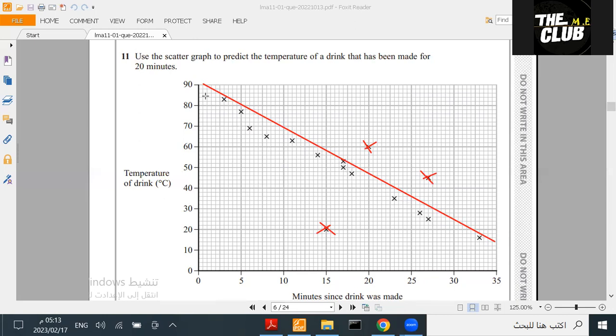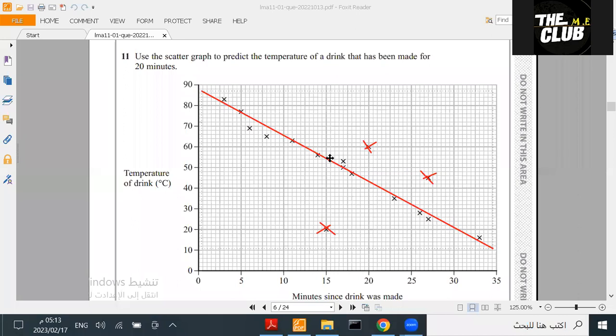That's wrong. It has to be in the middle between the points. Okay? Yes, of course. If I have time, I will. Now this line should be exactly here.